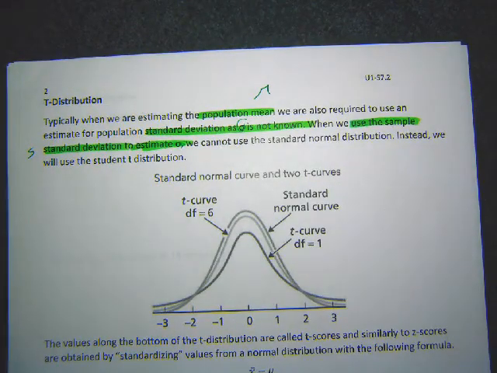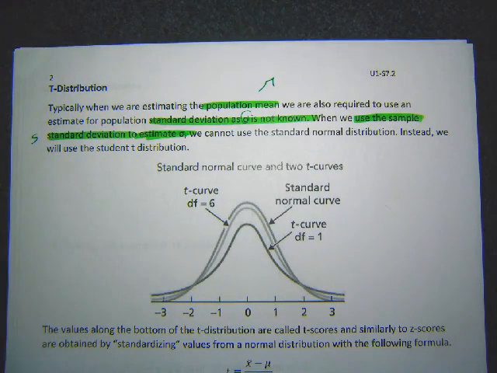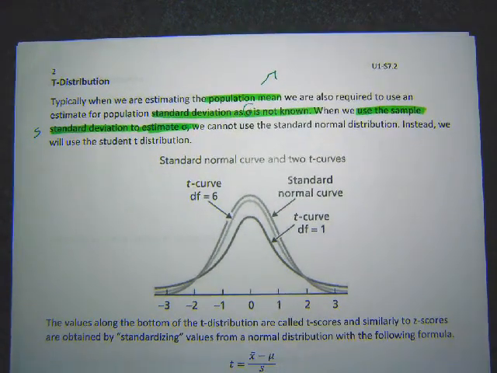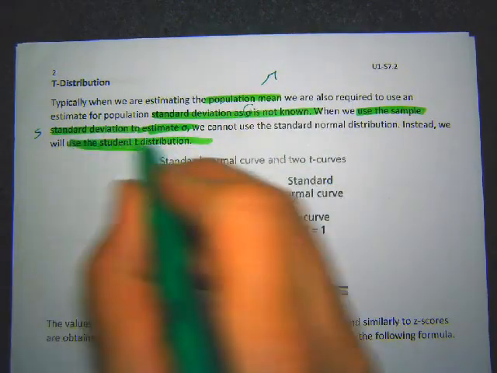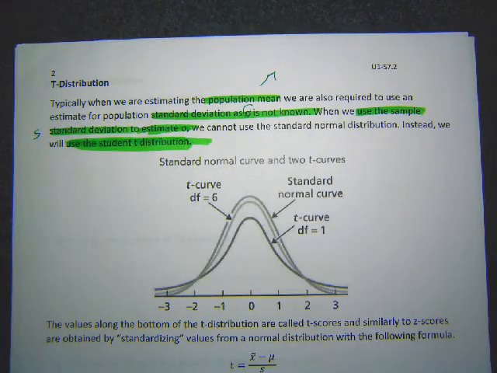So you're going to use the spread of your data that's in your sample as an estimate for the spread of all the data in the whole population. Since it's only an estimate, it ends up so that you can't quite standardize. You can't get a good standard normal curve. So instead you have to use the student t-distribution. So this is a different curve. It's like the normal distribution. It's a bell curve and all that.